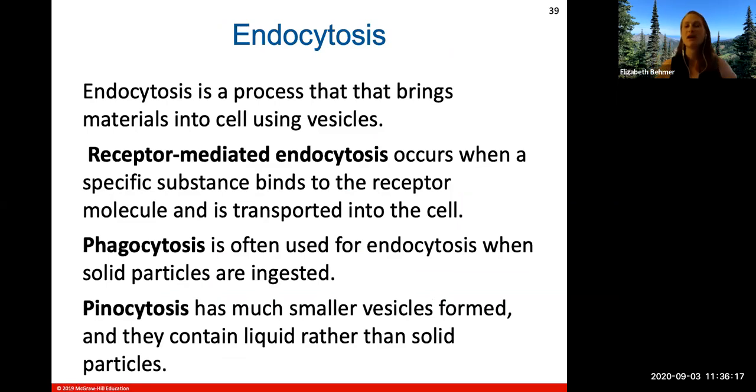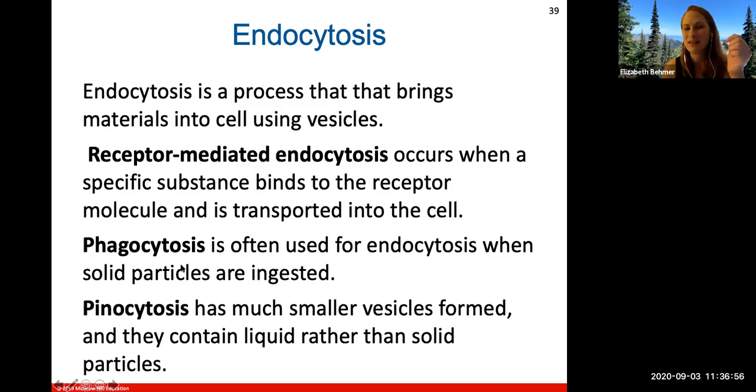Endocytosis is a type of active transport, so it requires energy. And the prefix endo means inside. So endocytosis is a process that brings materials into cells using vesicles. And a vesicle is, again, just a container. We have different types of endocytosis. Really briefly, receptor-mediated endocytosis happens when a substance binds to a receptor molecule on the cell membrane and then gets transported in. And then we have phagocytosis and pinocytosis.